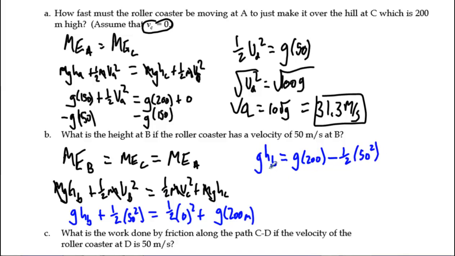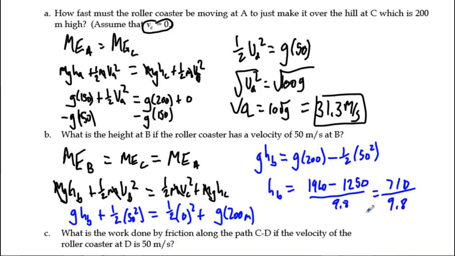Okay. And then I can divide everything by g, and I get the height at B is equal to g times 200, which is 1960, minus 1/2 50 squared. 50 squared is 2,500, and half of that is 1250, divided by 9.8. So this is equal to 710 divided by 9.8, and that's going to be right around 72.4 meters. So we see the height at B is 72.4 meters.